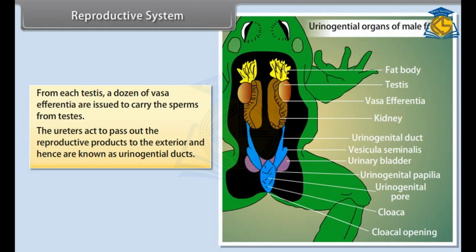The ureters act to pass out the reproductive products to the exterior and hence are known as urinogenital ducts.